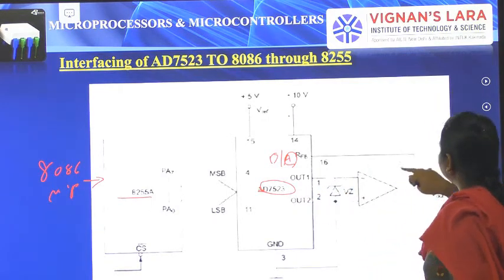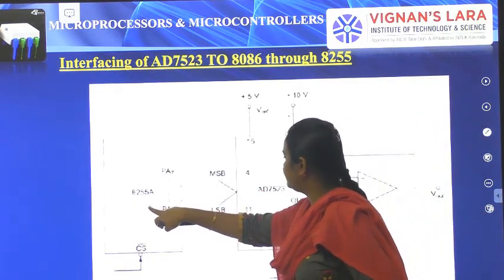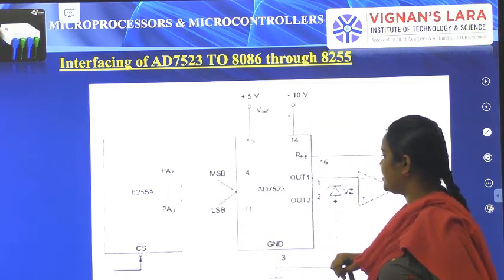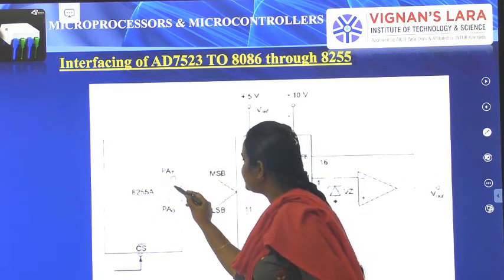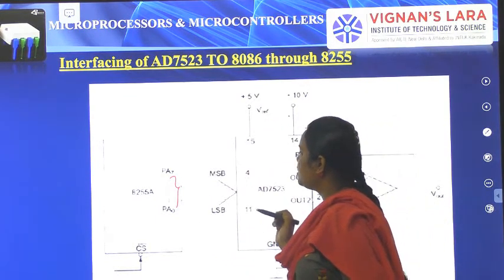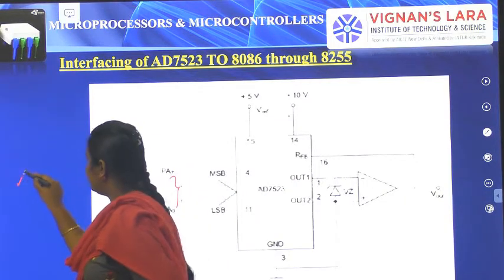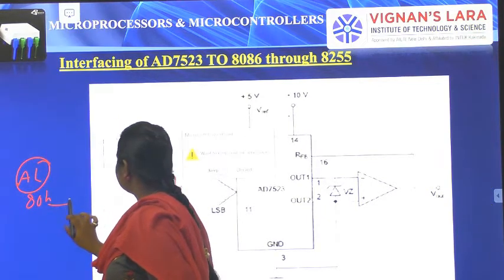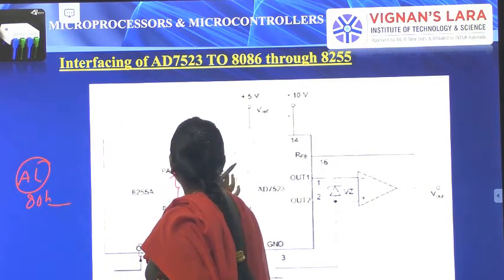See here we have the 8255, and then this AD7523. Port A transfers the information to this digital to analog converter. That means whatever data is in the AL, AL is having the data 80H, that will be transferred.